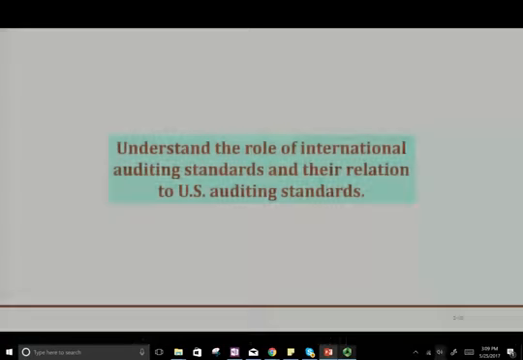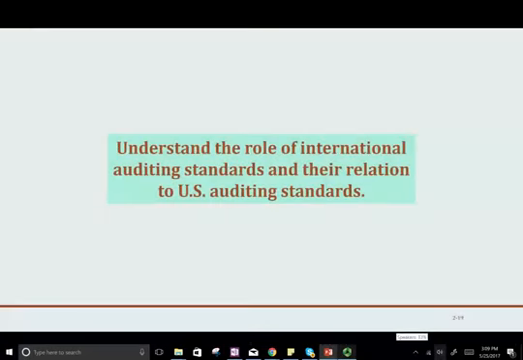Hello and welcome to this session in which we will look at the role of international accounting standards in relation to the US auditing standards. So we're going to look at the international standards, but we're going to look at them from how they compare to the US standards. Well, the first thing we need to do is review what the US auditing standards are.